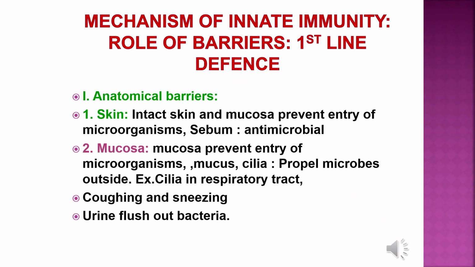The mechanism of innate immunity is the first line of defense. Examples: first is the anatomical barrier, skin and mucosa. Intact skin and mucosa prevent entry of microorganisms. The sebum present in skin is antimicrobial. Mucus and cilia present in the mucosa propel microbes outside, for example cilia in the respiratory tract. Then coughing, sneezing and urine flush, all these mechanisms remove bacteria.